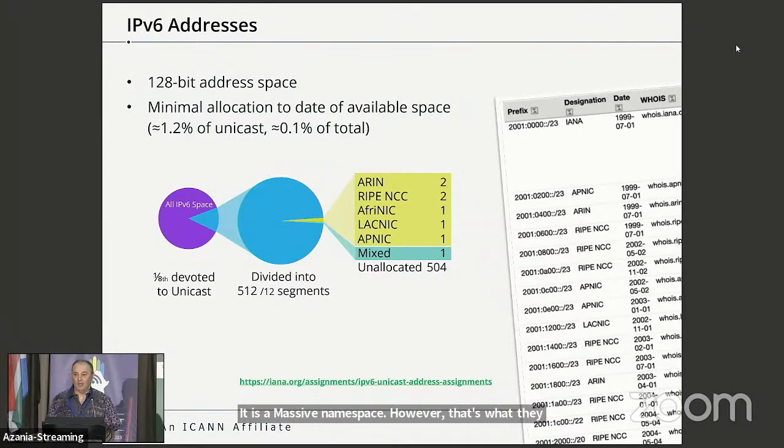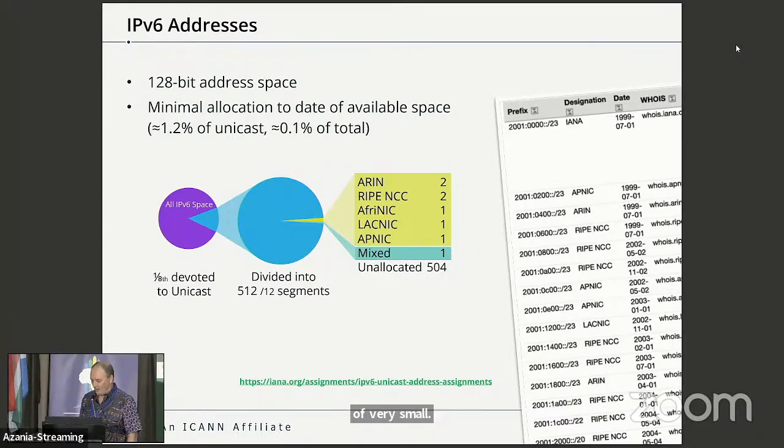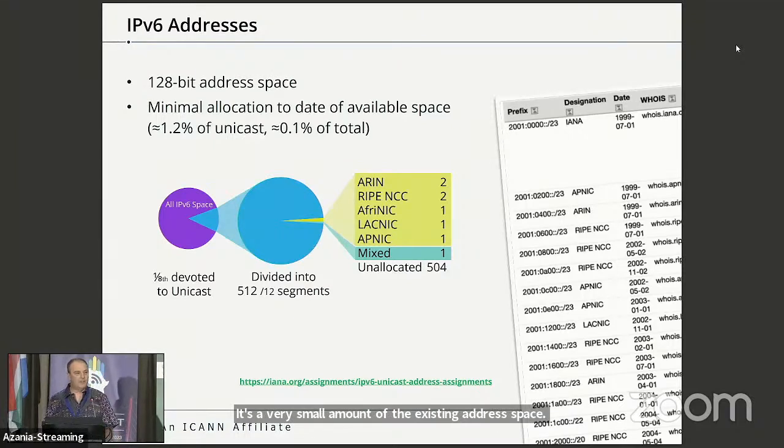But what we've done, along with the IETF, is we decided that we would only start with a very, very, very, very, very small pool of addresses. And I think somebody showed this on the NRO. Yes, but you can see on here that it's like a fraction of a fraction of a fraction. It's a very small amount of the existing address space. So we've got plenty of that. That will be somebody else's problem after I retire and probably my children retire. We've got a long way to go.